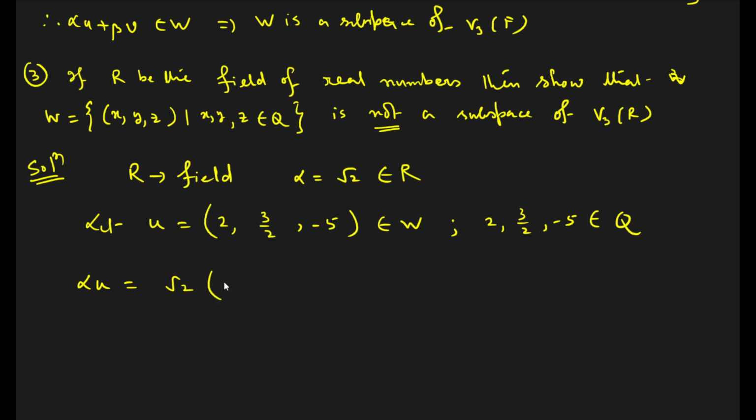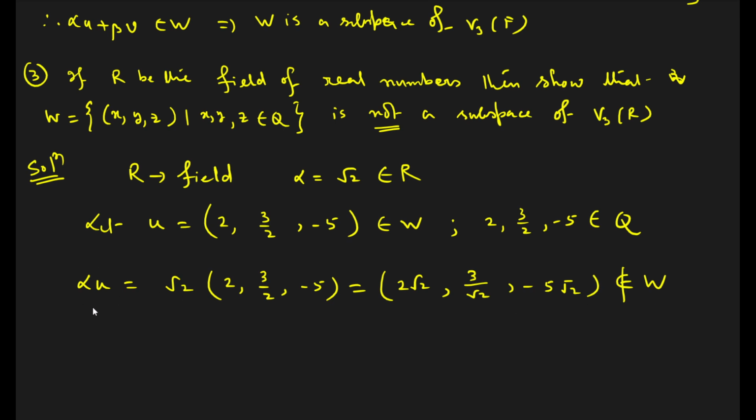Now if you multiply them, 2, 3 by 2, and then -5, after multiplying, what you will get? 2 √2, and then √2 into 3 by 2, so you will get 3 by √2, and the last one is -5 √2. Now see, this is a 3-dimensional element. If x, y, z belong to Q, then only it will come to W. But here 2 √2, 3 by √2, these are not rational numbers. These are all irrational numbers. So this will not come in W.